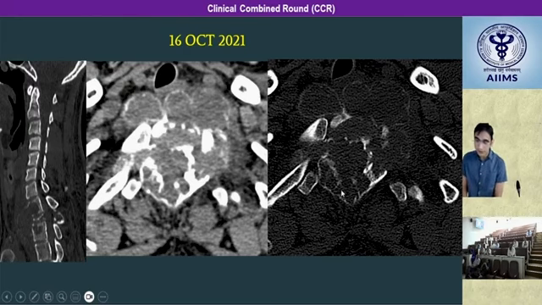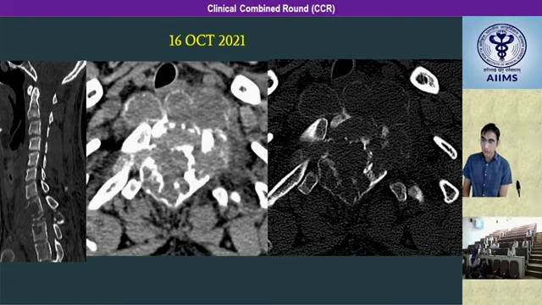So the imaging features would suggest in this case a primary bone tumor, and the imaging features favor aneurysmal bone cyst because of this expansile thin cortex, the T2 hyperintensity and the fluid levels. Other differentials would include pathologies which have secondary ABC transformation, like giant cell tumor and osteoblastoma.